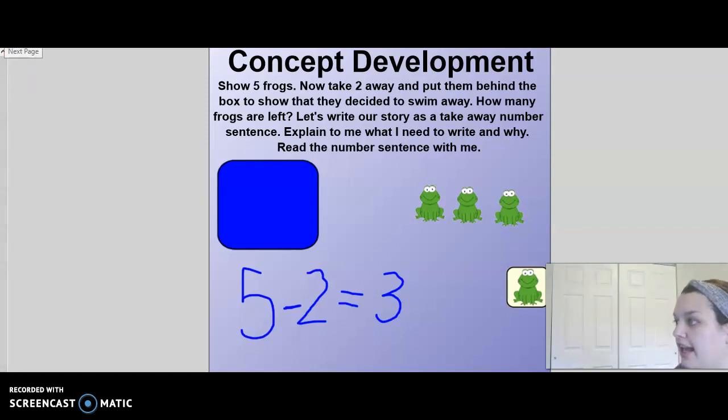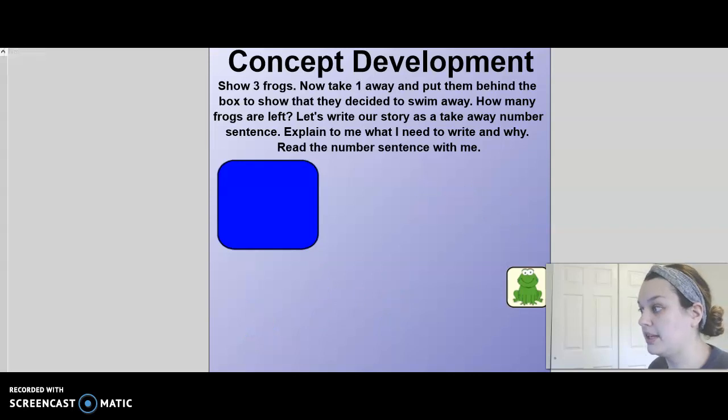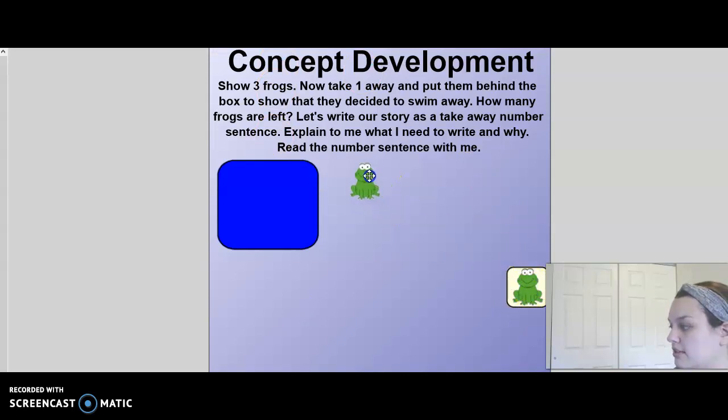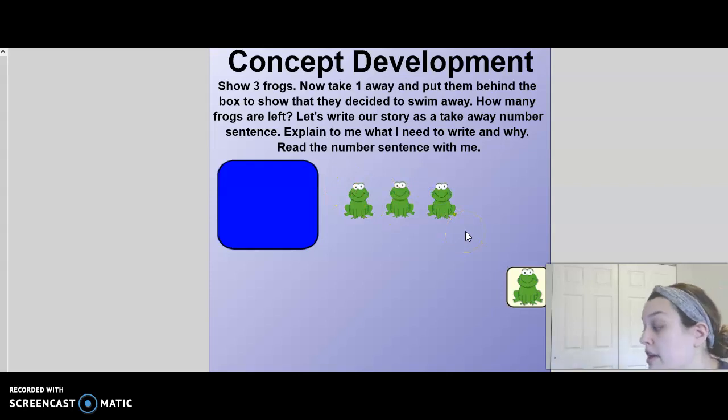All right, I think you're ready for a super challenge. I need you to get whatever you want to write with, ready to go because I'm going to leave this challenge to you. We're going to do the picture together, and then we're going to check our answer, okay? So it says, show 3 frogs. So I'll put the 3 frogs here. 1, 2, 3. Now there's a number you can already write on your paper.